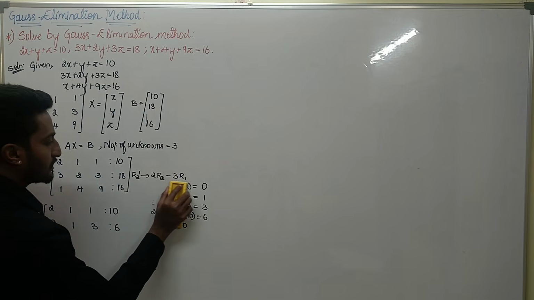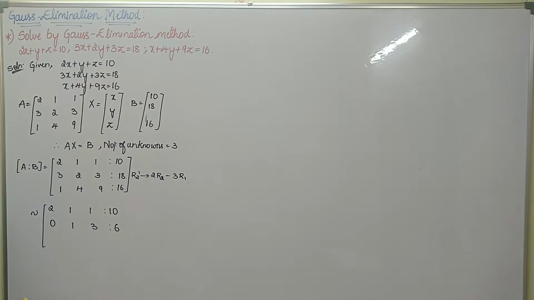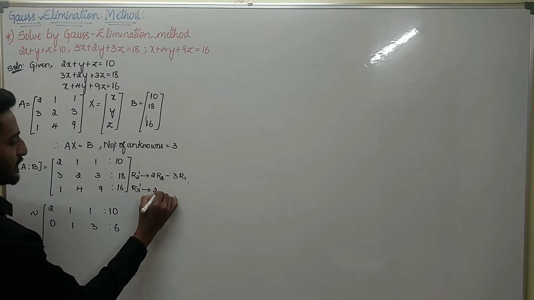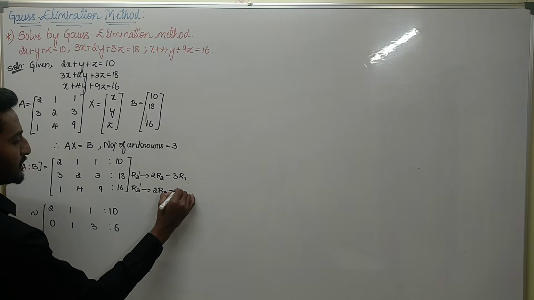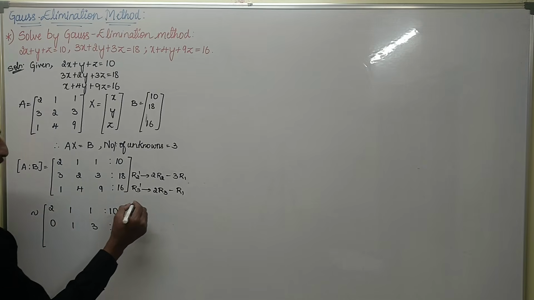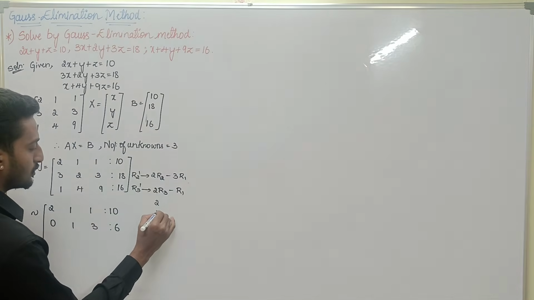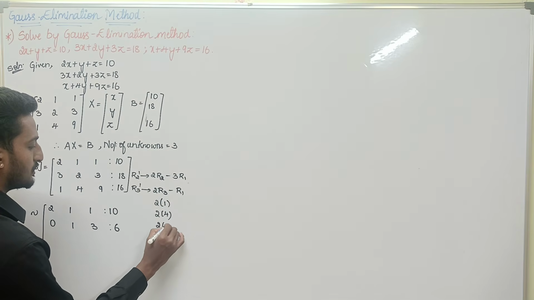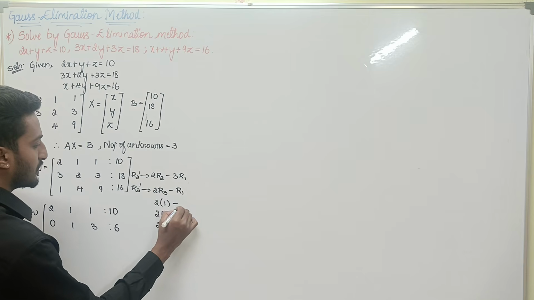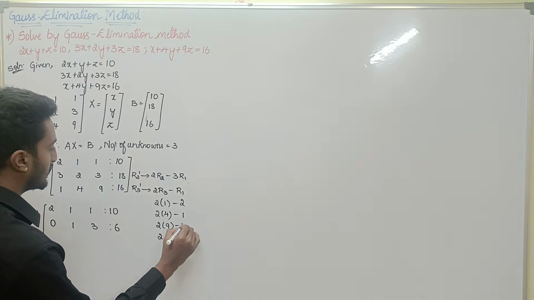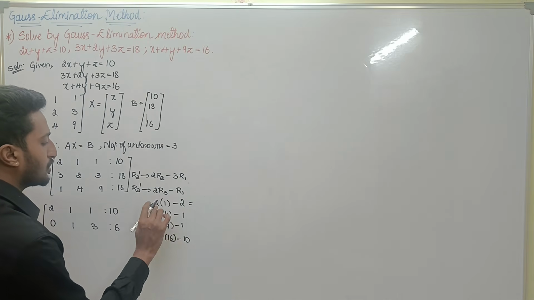Now let us go with the third row simplification, that is R3 dash changes to 2 times R3 minus R1. If I multiply 2 here, we get 2 into 1 is 2, 2 minus 2 is 0. This element we can make 0. So we multiply R3 by 2. What is R3? 1, 4, 9, 16. Minus R1, 2, 1, 1, 10.